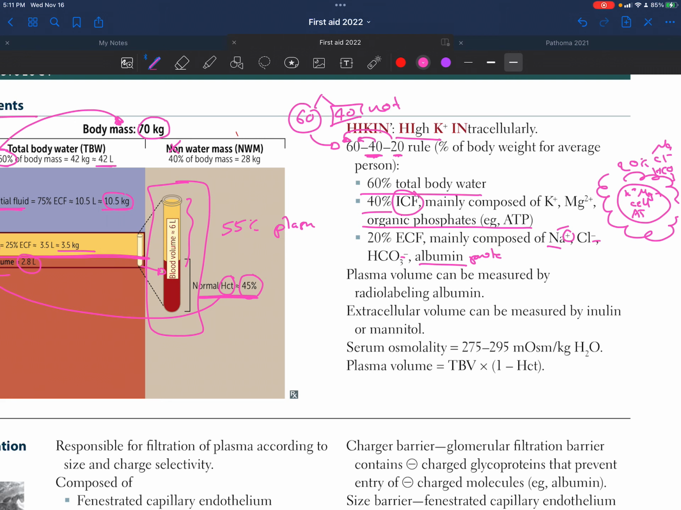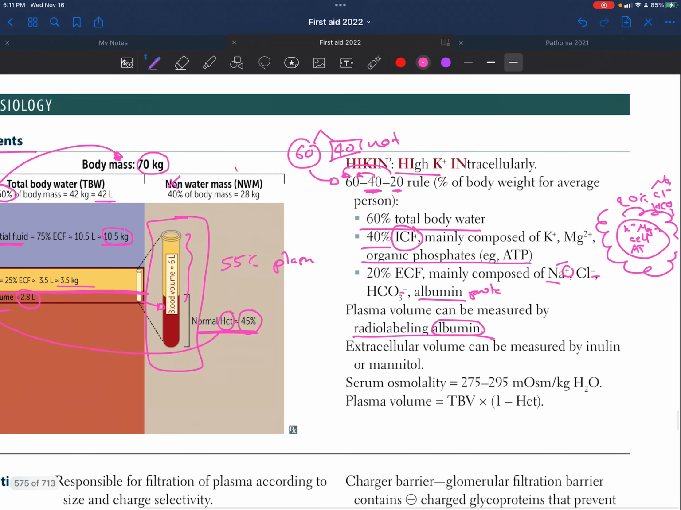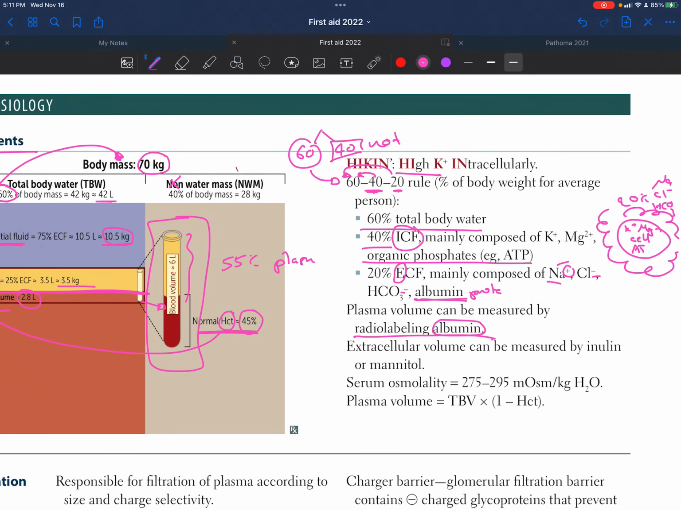The plasma volume can be measured by radiolabeling albumin. If we are trying to measure how much plasma is there within the whole body, then we can add the radiolabel to the albumin, and the albumin is the protein that is outside the cell. So it's an extracellular protein, and because it's extracellular, it's floating in the plasma. So if we radiolabel it, then we will be able to know how much plasma is there in the body.